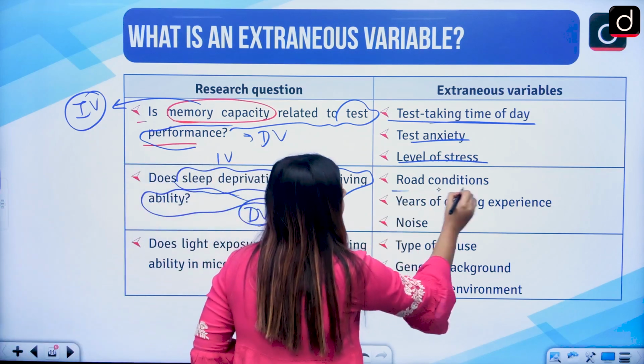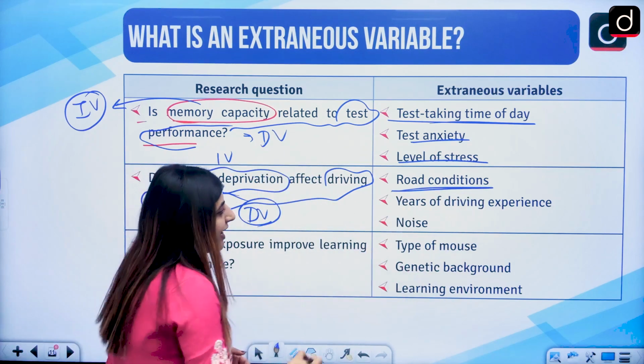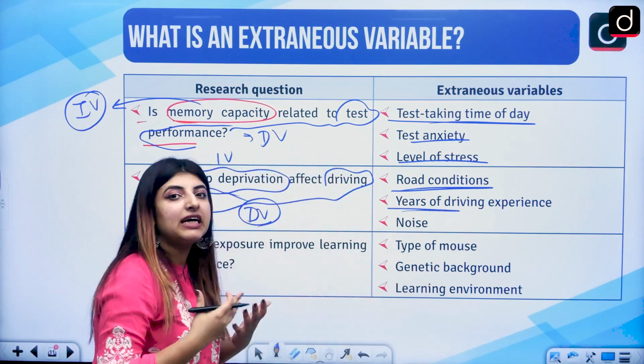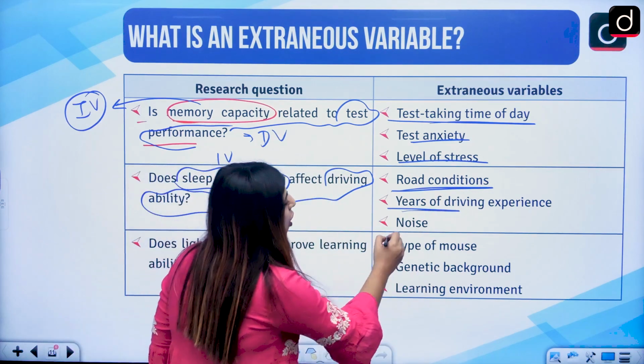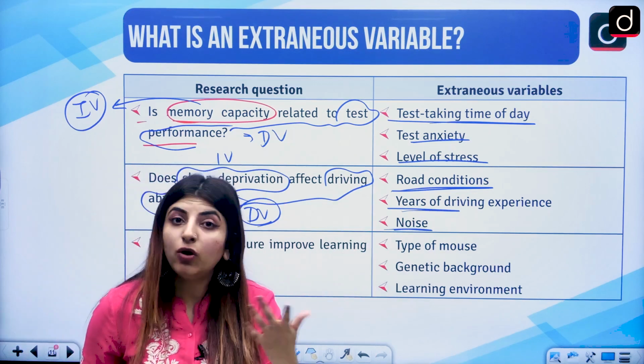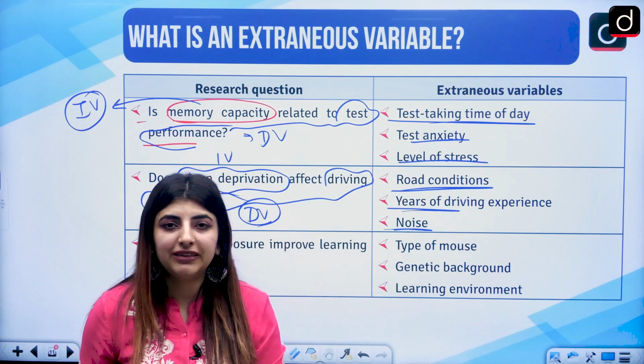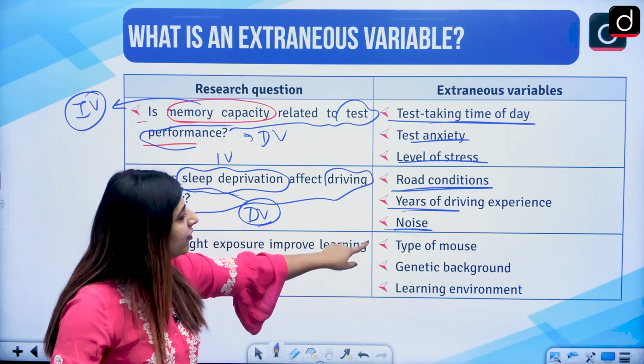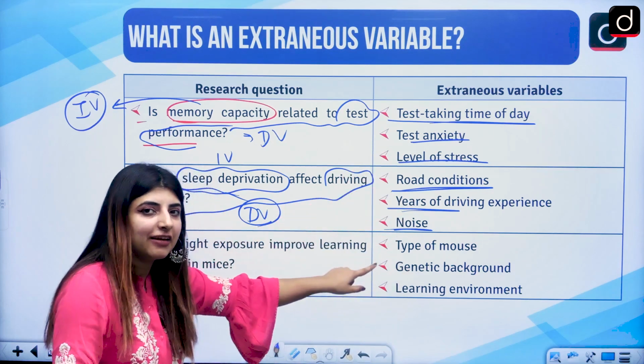If the road conditions are not good, correct? If the years of driving experience are low or maybe high, or the noise which is distracting the person while driving, that can also have an effect on the driving ability of a person, right? So of course, I need to control these very things there.